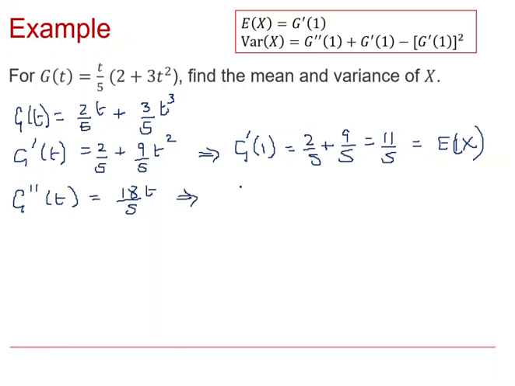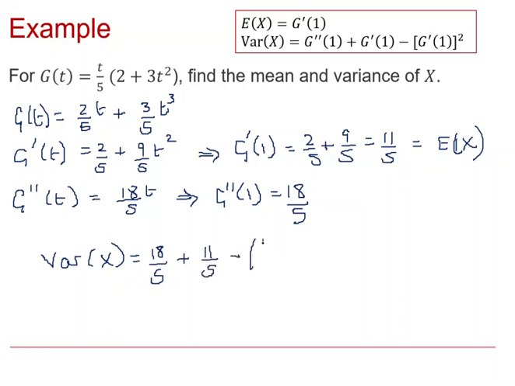If I then take the second derivative and substitute 1 in for t, I will get 18 over 5. And using the expression above for the variance would then be 18 over 5 plus 11 over 5 minus 11 over 5 squared, and that would give me 29 over 5 minus 121 over 25, which is 24 over 25. And so by some very simple differentiation and substituting t equals 1, using the results at the top of this slide, we can find the mean and variance for that random variable x.